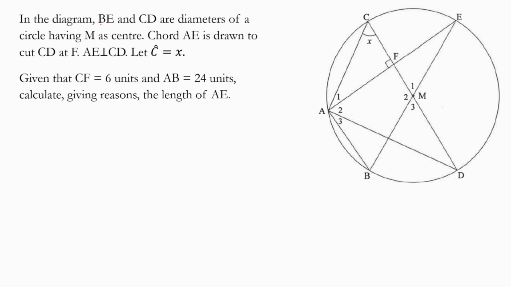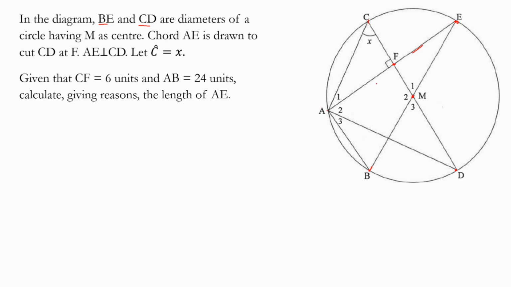In the diagram, BE and CD are the diameters of a circle having M as the center. So we have B, E, and CD, and these are the diameters passing through the center M. Chord AE is drawn to cut CD at F. So we have chord AE, and then CD, they cut each other at F here.